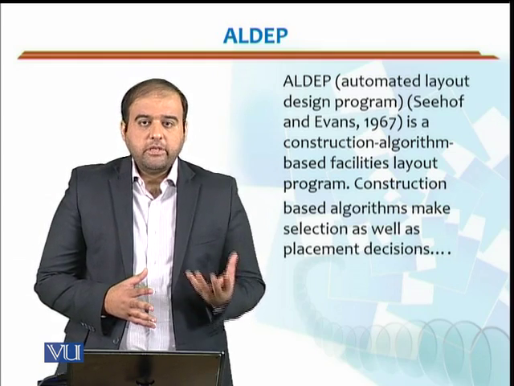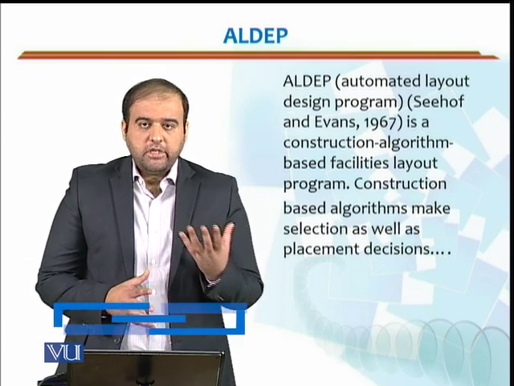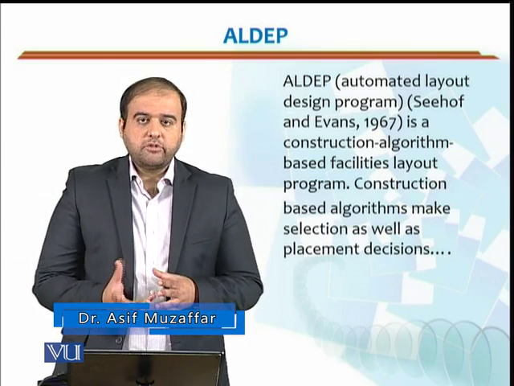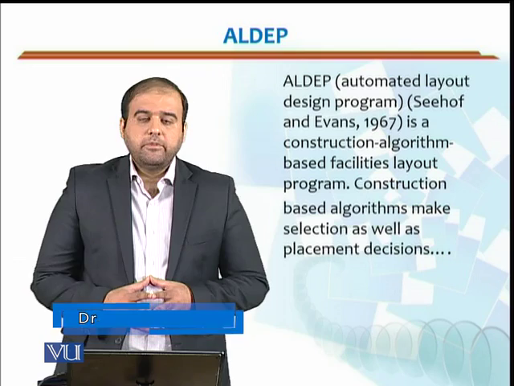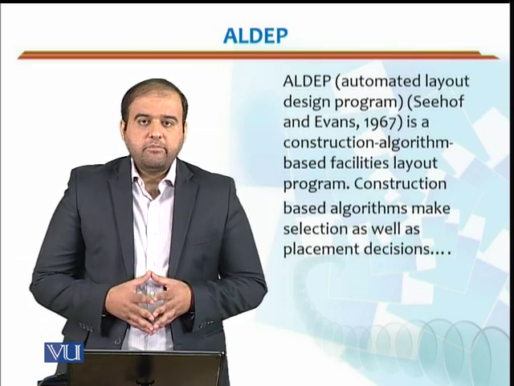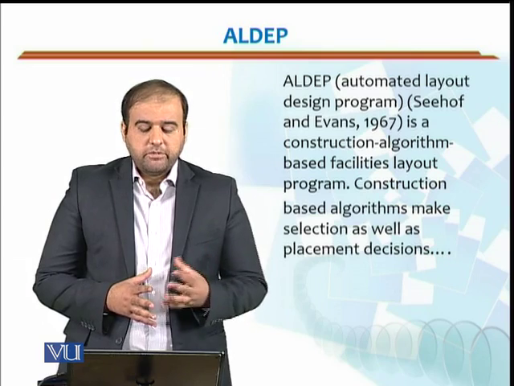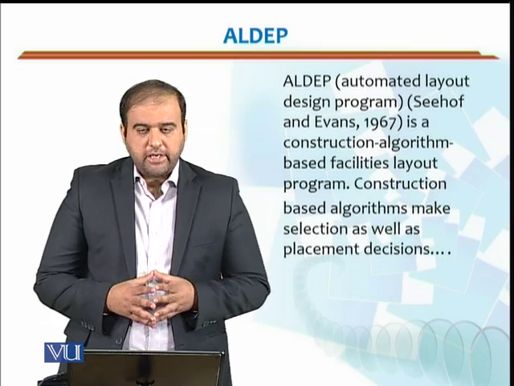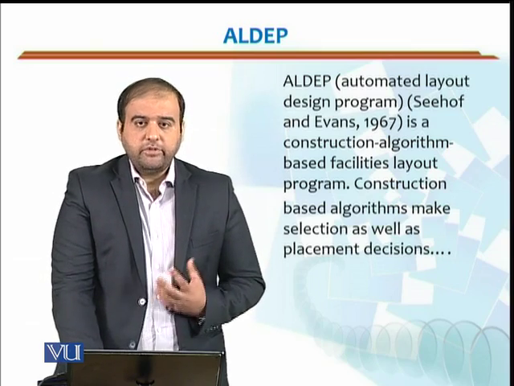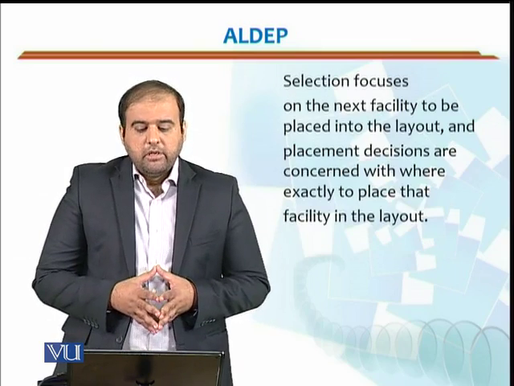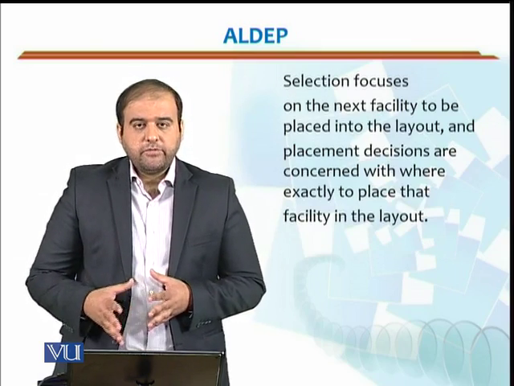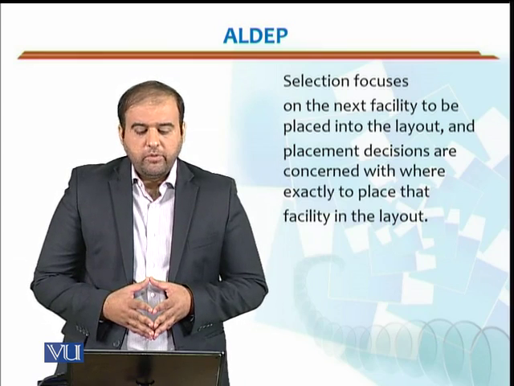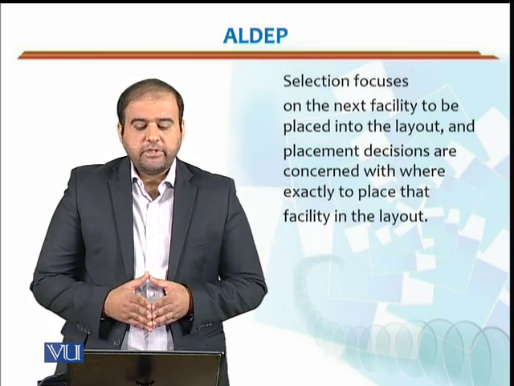So CRAFT was an improvement. That means, given the initial layout, you would improve it on the basis of the distance matrix. Whereas LDEP, the automated layout design program, is a construction based algorithm that uses the selection as well as the placement of different departments. Selection focuses on the next facility to be placed into the layout, and placement decisions are concerned with where exactly to place that facility in a layout.